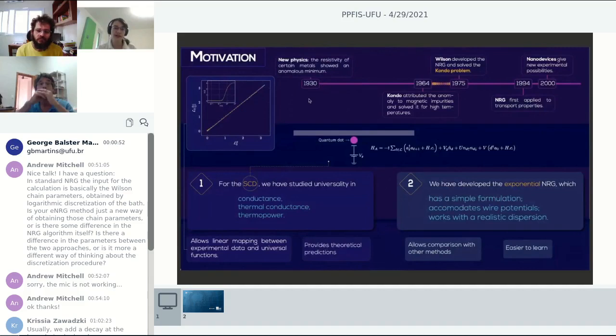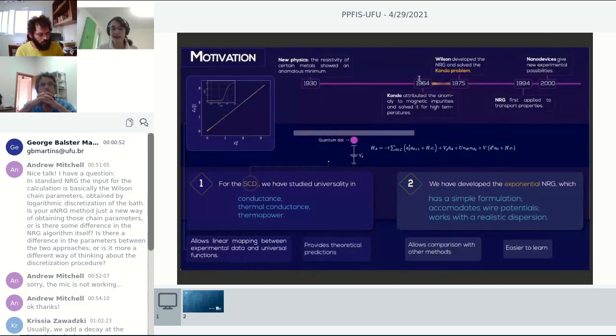So we start in 1934, when experimentalists in the Netherlands found an anomalous resistivity minimum for impure gold. At that time, the minimum could not be explained because there were two mechanisms to explain resistivity. One was the lattice vibrations, and the second, the number of impurities. As the temperature decreases, the lattice vibrations decrease, and the number of impurities remains the same. So, at that time, nothing could explain why the resistivity went back up.